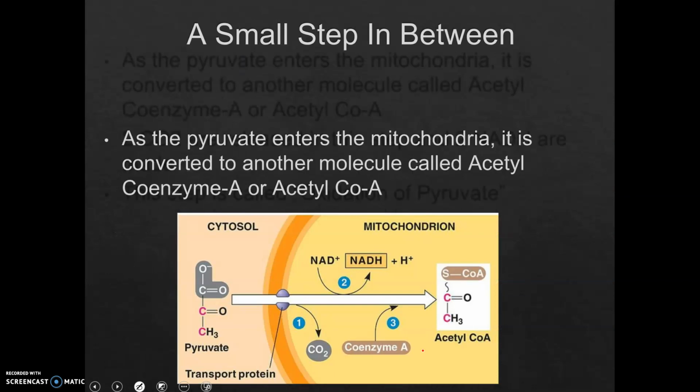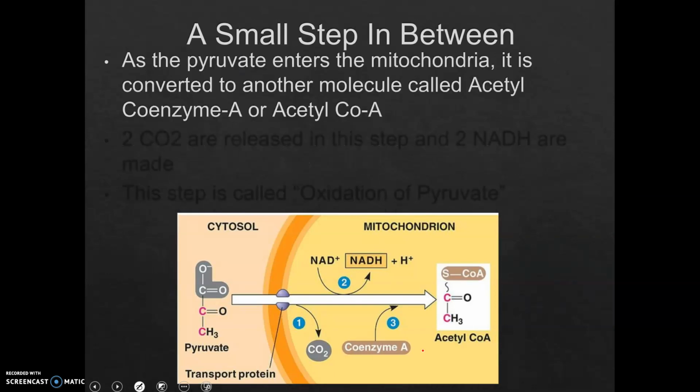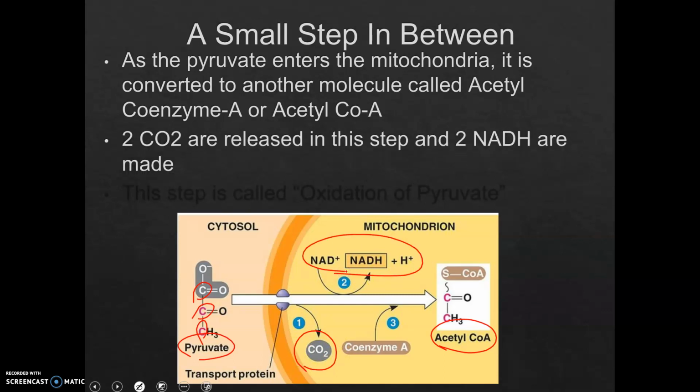All right, so this step in between. So pyruvate, this is the pyruvate. Remember, this is a 3-carbon molecule, 1, 2, 3 carbons. As it enters the mitochondria, it's going to get turned into something called acetyl coenzyme A. You don't really have to understand the details of it. It is going to lose a carbon dioxide, and it's also going to make another NADH. So it says here 2 carbon dioxides are released and 2 NADHs are made. The reason that it's 2 is because you had 2 pyruvates. So in other words, you have 1 pyruvate, you have 2 pyruvates, right?